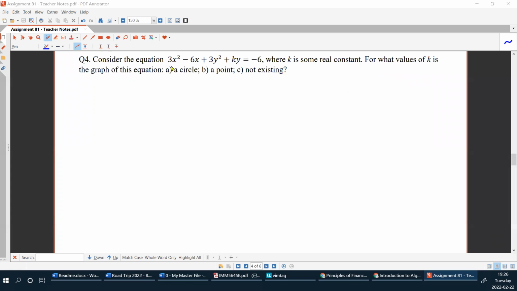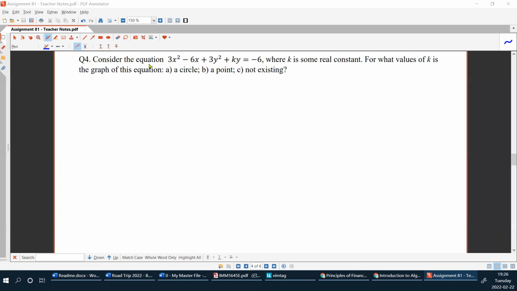Consider the equation 3x squared minus 6x plus 3y squared plus ky equals -6, where k is some real constant. That means real number, and it's a constant, right? For what values of k is the graph of this equation: A, a circle, B, a point, C, not existing?